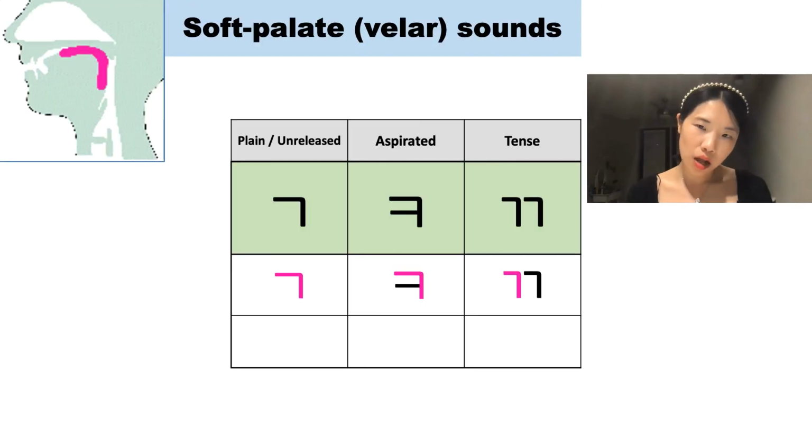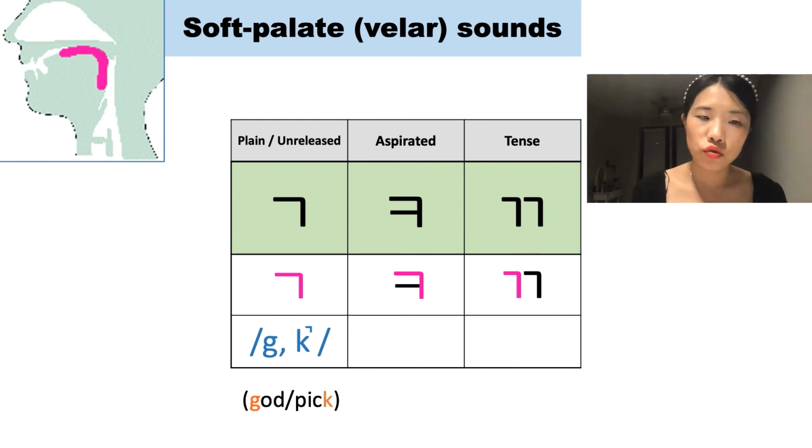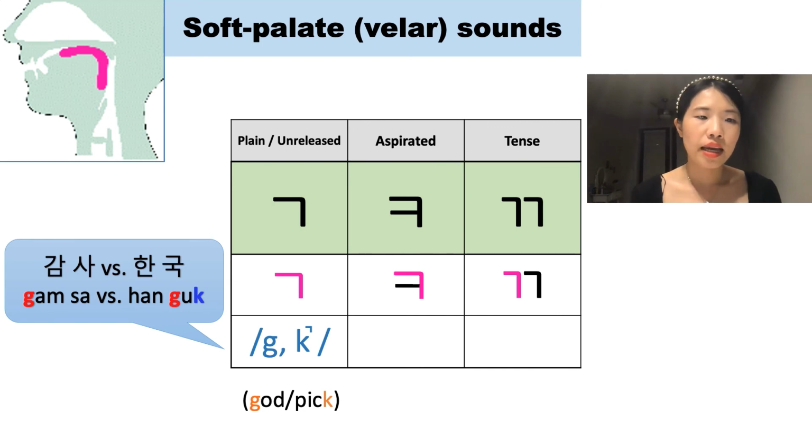Let's move on to velar sounds. We have 기역, 키읔, 쌍기역. So 기역 is similar to the English sound G or unreleased K, depending on the location. So if it's in the initial position, it's similar to God. If it's in the final position, it's similar to the sound you're making when you're pronouncing P. So let's look at the example, 감사 and 한국. So if it's in the initial position, it sounds similar to God. So 감사. 한국, if you look at it, we have two different 기역 in initial position and the final position. Then you pronounce the final position 기역 as unreleased K, 한국.